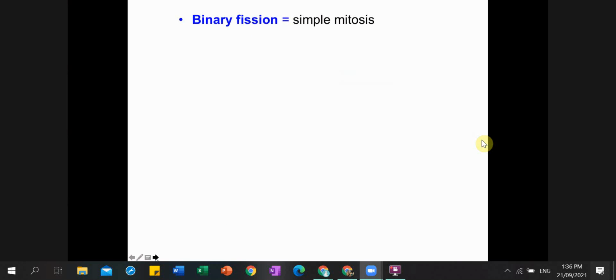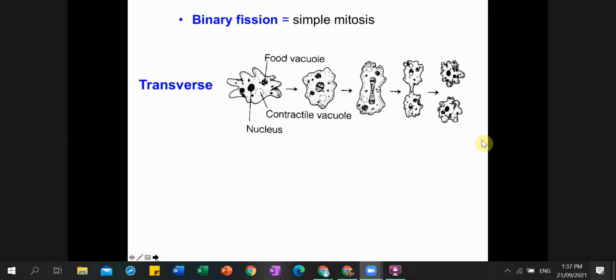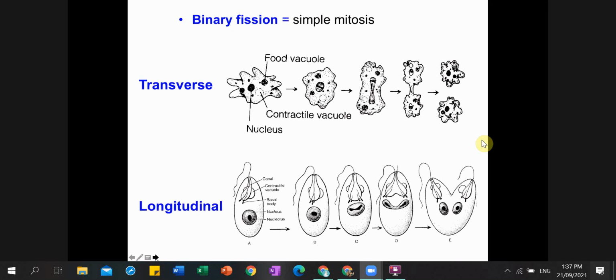So binary fission is just simple mitosis, right? They go through simple mitosis, and the cells divide into two daughter cells. Either this way, transverse division, or they can have longitudinal division depending on the species. Basically, from one nucleus, they duplicate into two nuclei, and then they divide the cells into two daughter cells. We just call it simple mitosis, right?